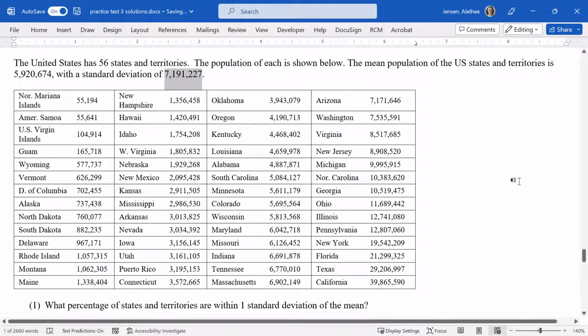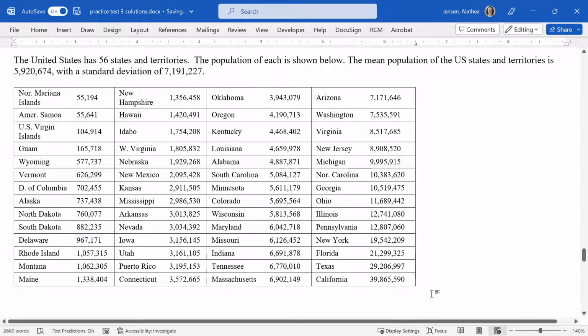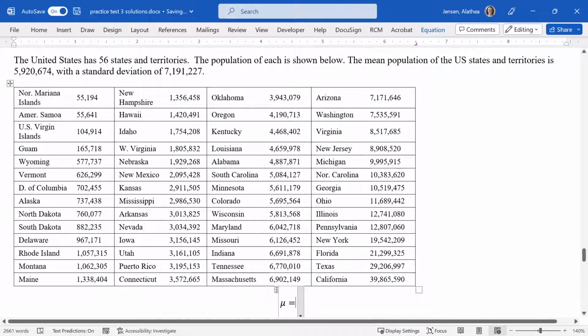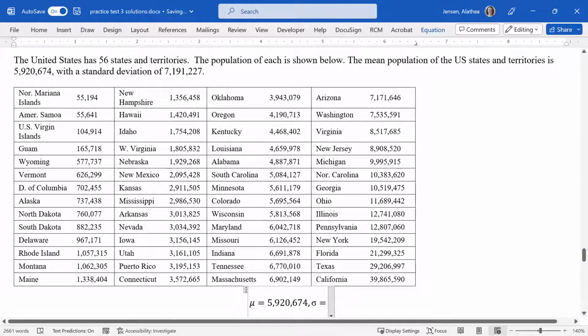7,191,227. So the first question here, actually before I do the first question, I think I want to write down the mu and sigma values here below the table, just for my own reference. So mean mu is going to be this number, and standard deviation sigma is going to be this number. Okay.